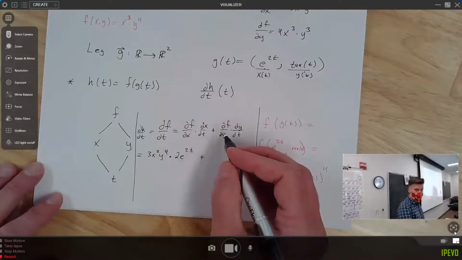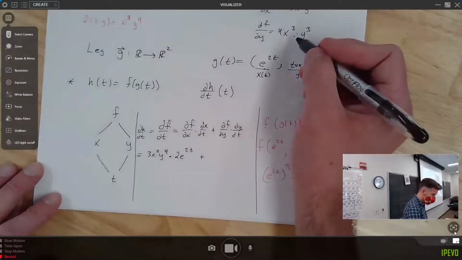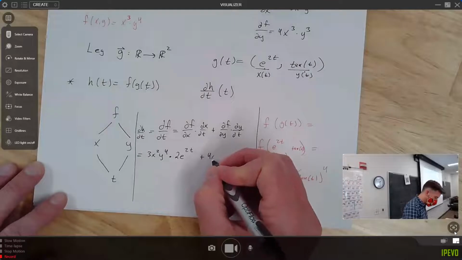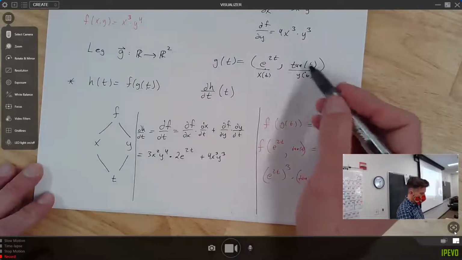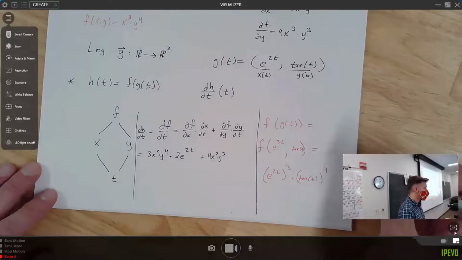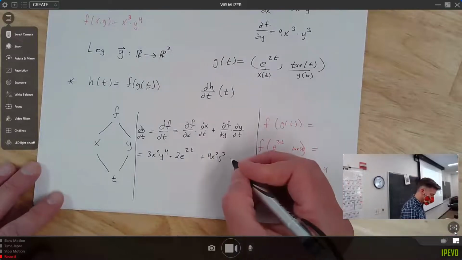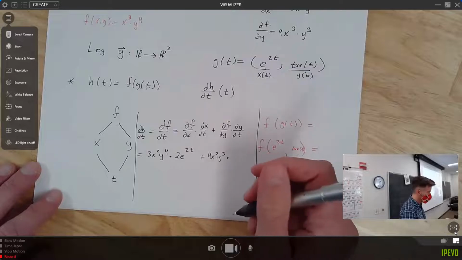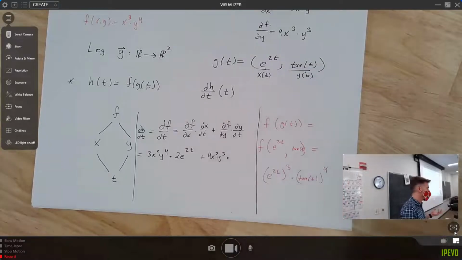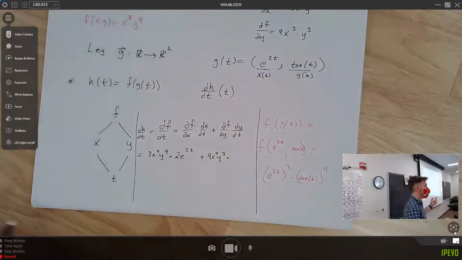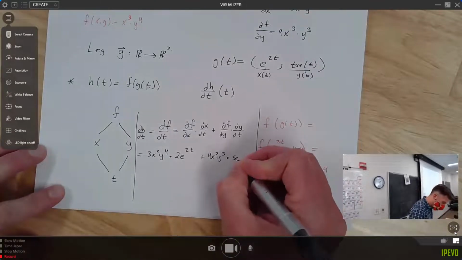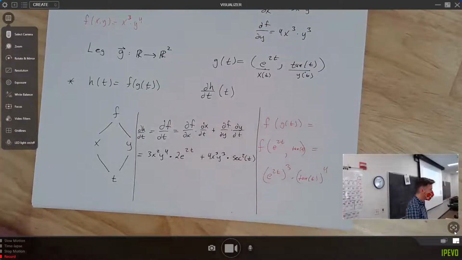Plus, what's del f del y? They gave it to us. It's 4x cubed y cubed. And somebody please tell me, what's dy dt? What's the derivative of tangent? Well, everybody should be able to tell me this. The derivative of tangent is not arctangent. It's a good guess. It's another trig function squared. It's secant squared of t. Exactly.